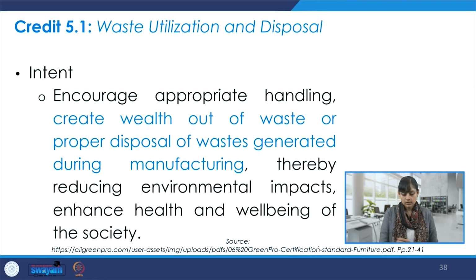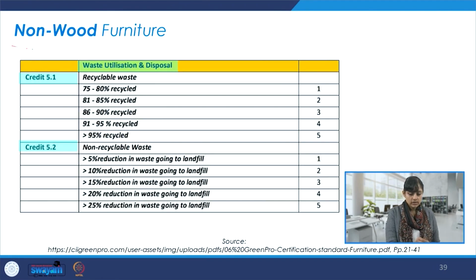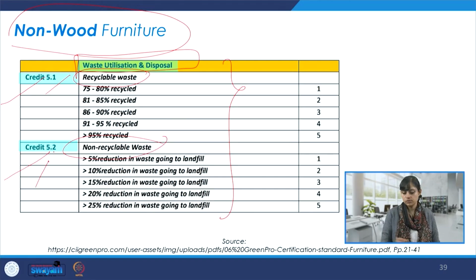Credit 5.1 specifically talks about waste utilization and disposal. The intent is to encourage appropriate handling, create wealth out of waste, or proper disposal of waste generated during manufacturing. Now, this is non-wood furniture, and we are talking about waste utilization and disposal, and we have credit 5.1 and credit 5.2. It talks about recyclable waste here in 5.1 and non-recyclable waste in 5.2.